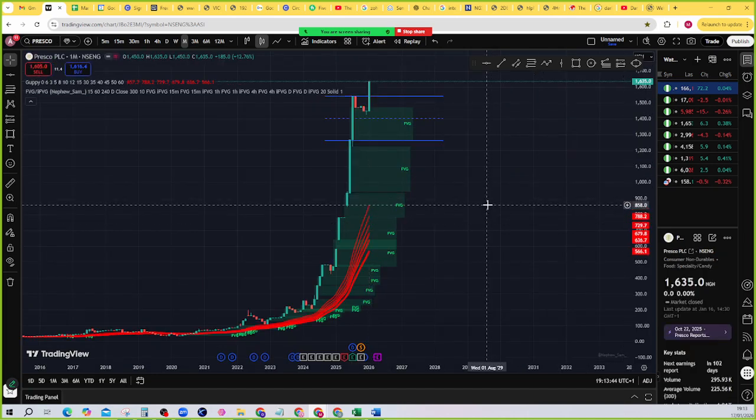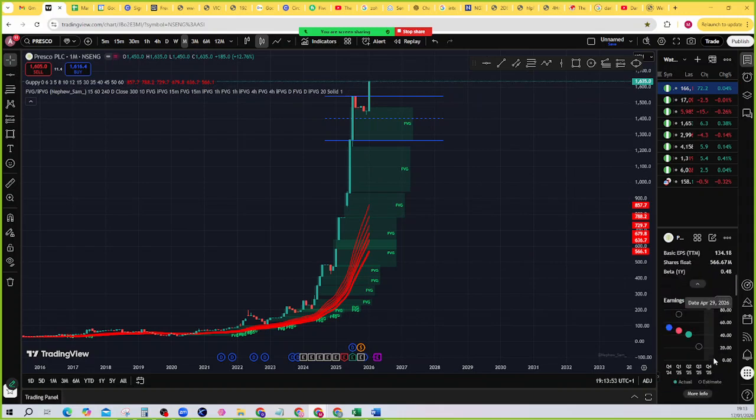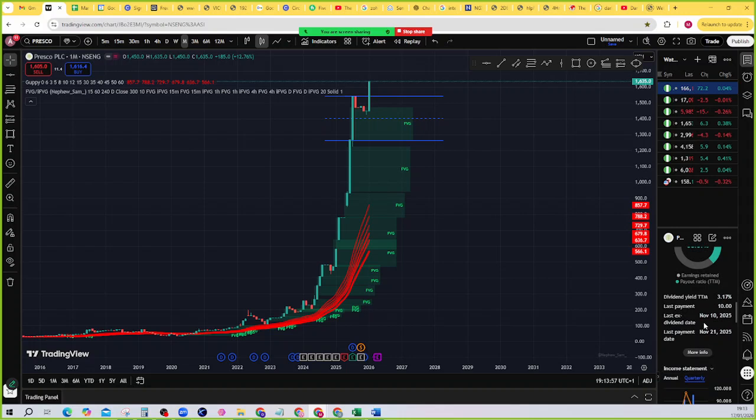Okay, for Presco now, if it just broke out, I won't tell you to go and buy this one now. You have to wait for the month to close. And if Presco is giving 38% out, last payment was 10 naira. Let's see what Okomu will do. At what price? 1,600.